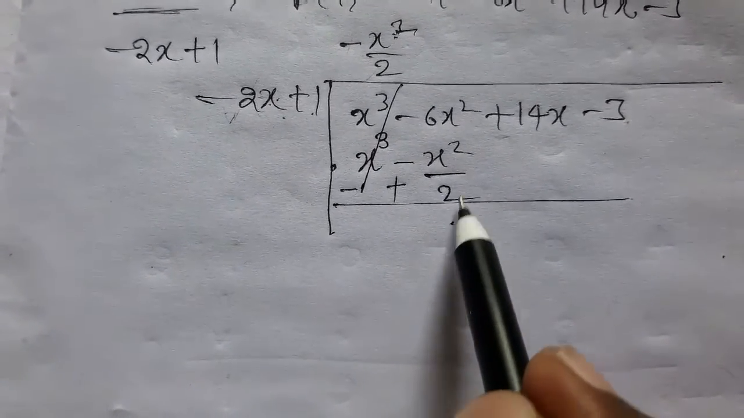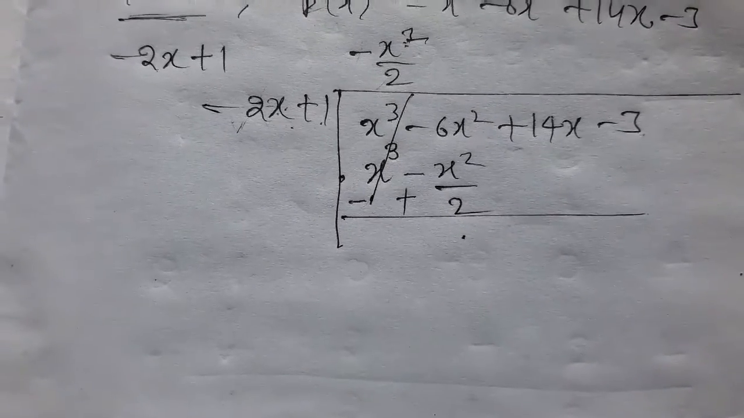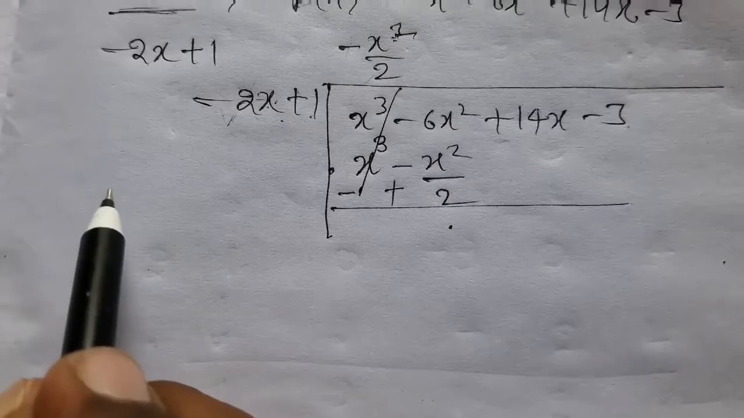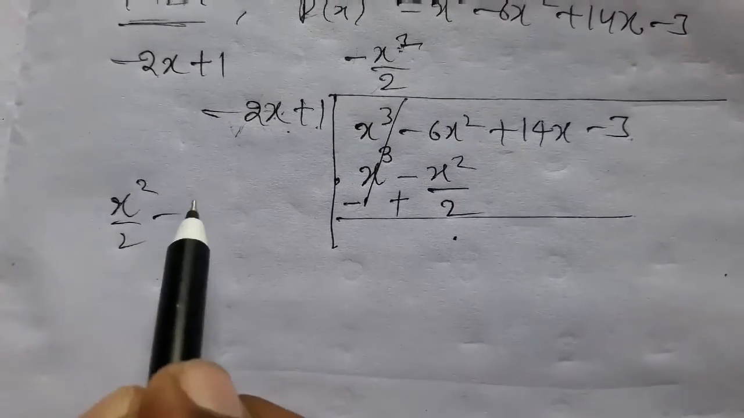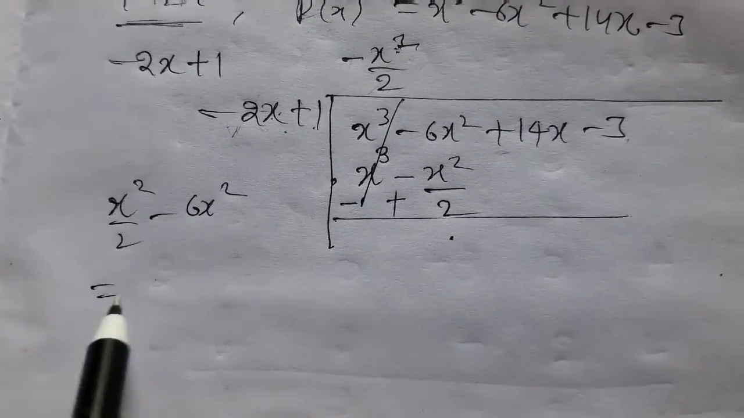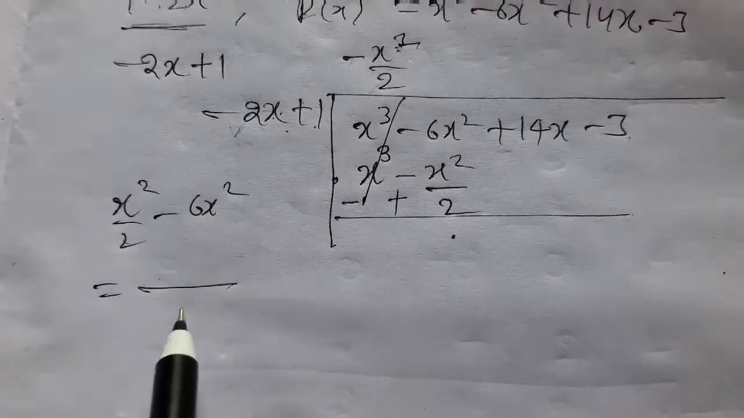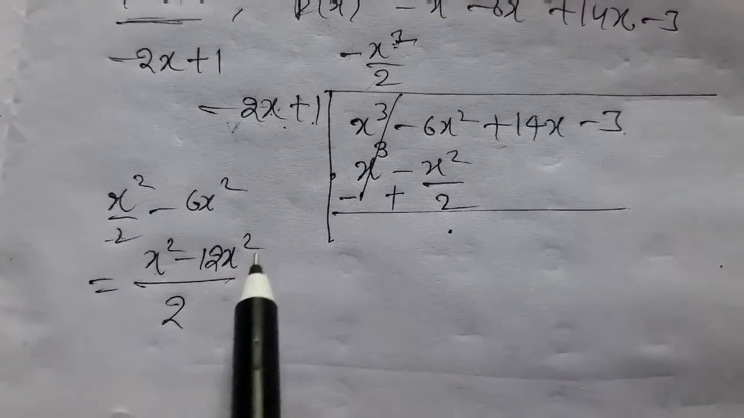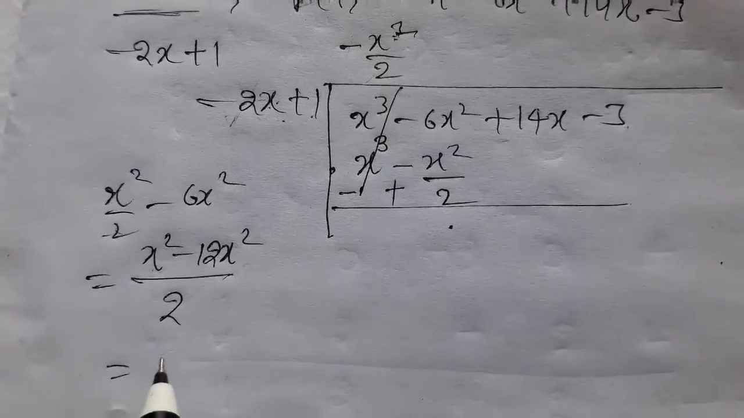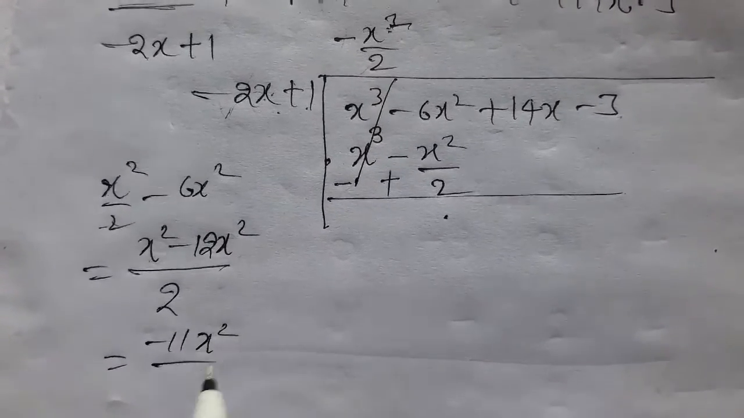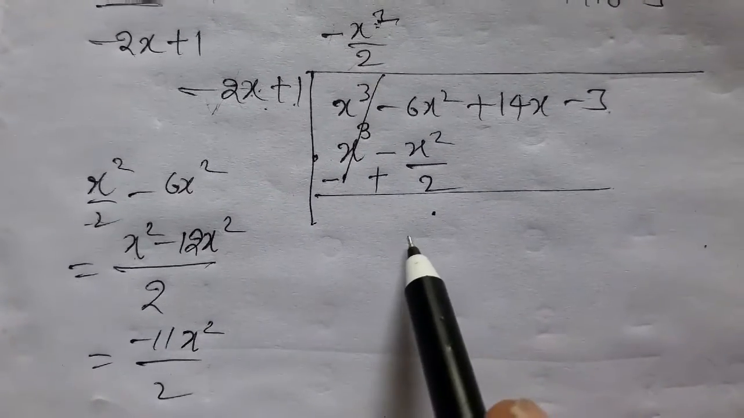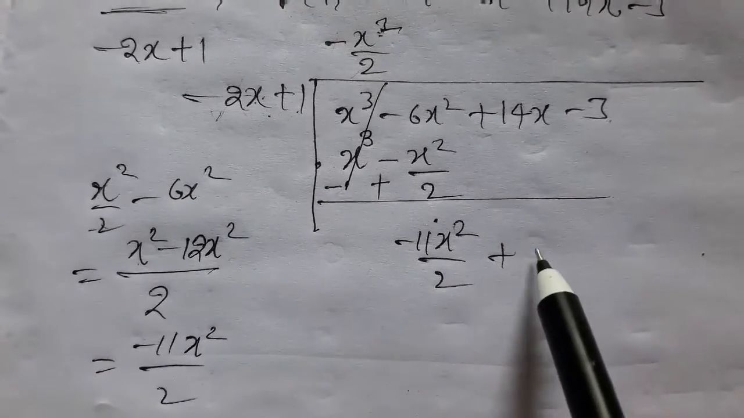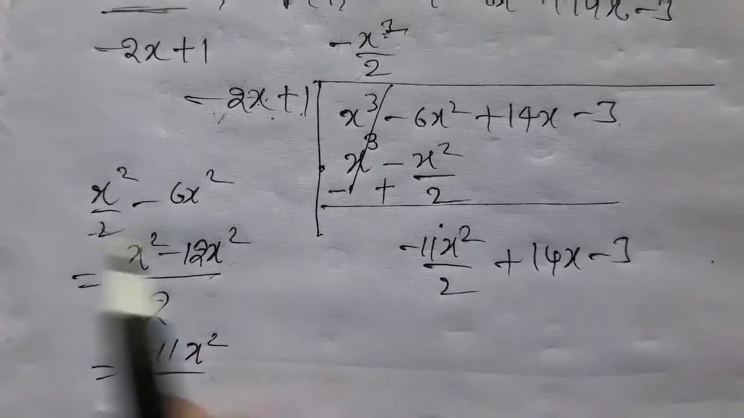minus x square by 2 plus x square by 2 minus 6x square. Take the LCM here. So x square by 2 minus 6x square, that means 2 is the LCM here. x square minus 2 sixes are 12 x square. This becomes minus 11 x square by 2. What we got? Minus 11 x square by 2. Next write as it is 14x minus 3, isn't it?